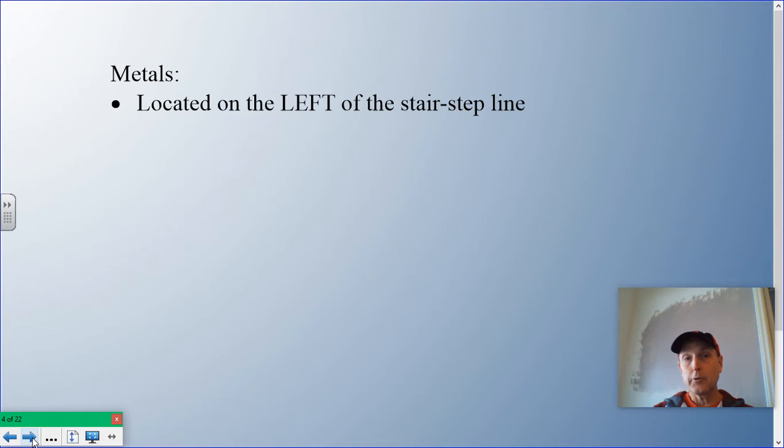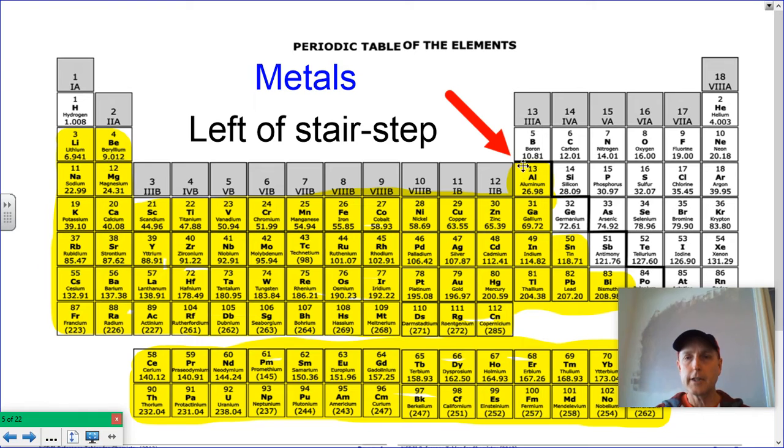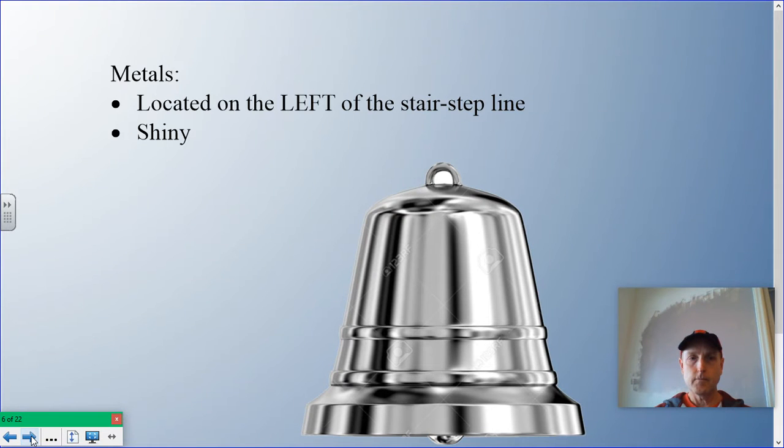So metals we know are located on the left side of the stair-step line on your periodic table. If you look at your periodic table, you see this dark line going diagonally through the table. And metals are everything on the left side except for hydrogen, which is a nonmetal. And except for these elements that are touching the line, with the exception again of aluminum, which is a metal. So metals are on the left side.